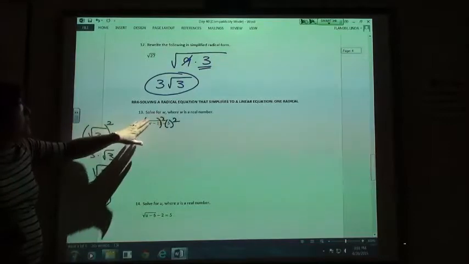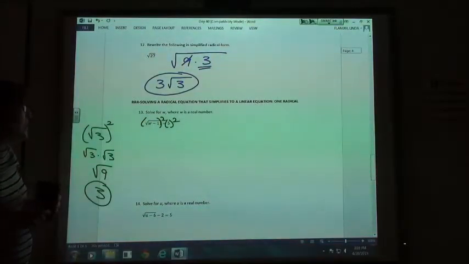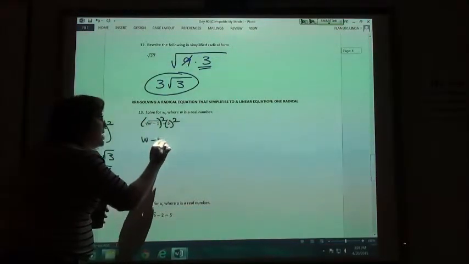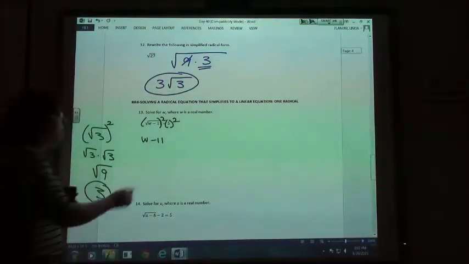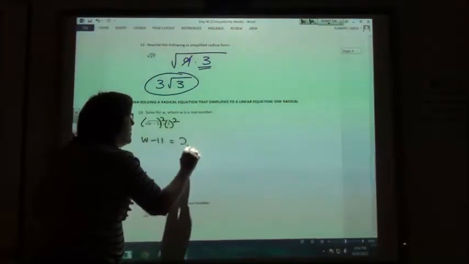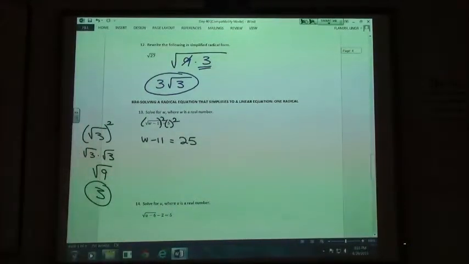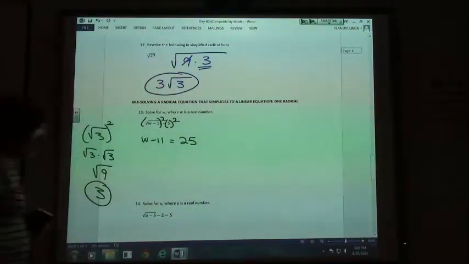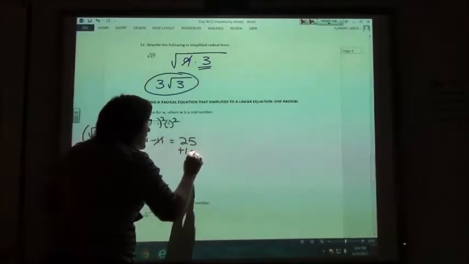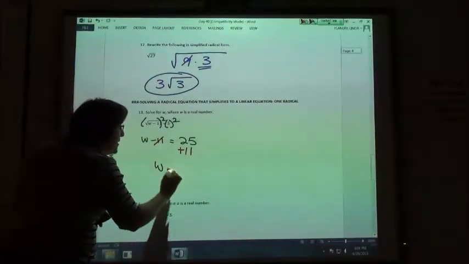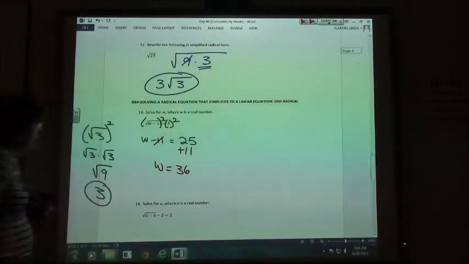So, squaring the square root of w minus 11 would just give me w minus 11 and it gets rid of the square root symbol. The other side didn't have a square root symbol. 5 squared, 25. I then solve this like I solve everything else, so I'm going to add my 11, move it to the other side. W is going to equal 36.